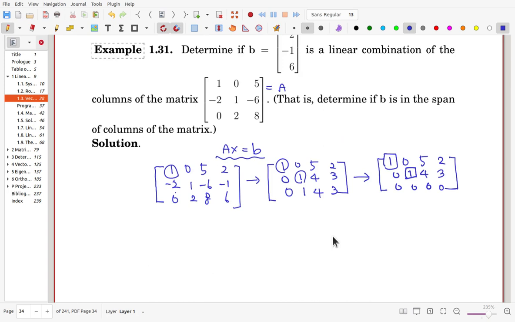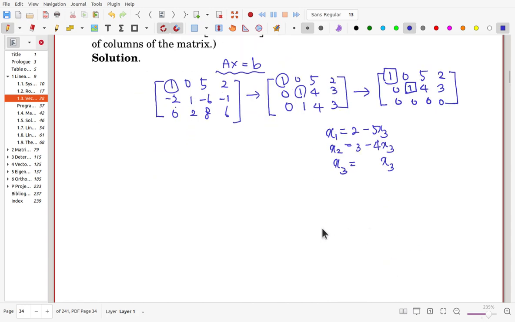Okay, from that reduced echelon form, here now x1 equals, the right-hand side is 2, and there's a minus 5 x3, which is moved to the right side, and x2 equals now 3 minus 4 x3, and x3 is a free variable, so we can say x3 is x3.